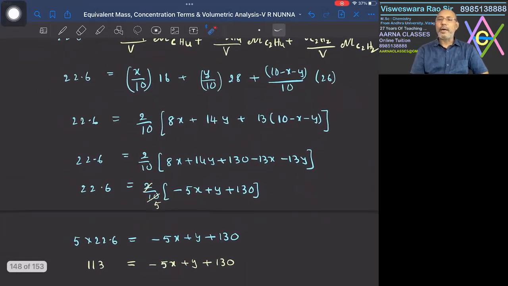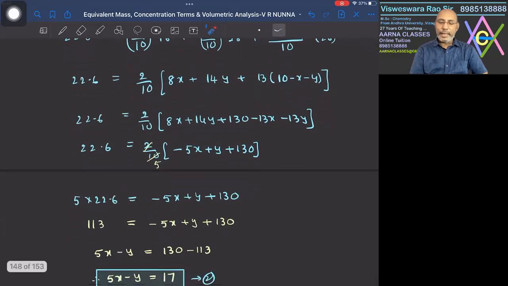Simplifying means don't do hard calculations. You can take 10 common, and you can also take 2 common. 8, 16, 28, and 26 means you can take 2 common. So you take 10 common out of this one, and the remaining thing is x. You also take 2 common, the remaining thing is 8x, 14y, and it is 13 times 10 minus x minus y. Okay, so 22.6 is nothing but this one.